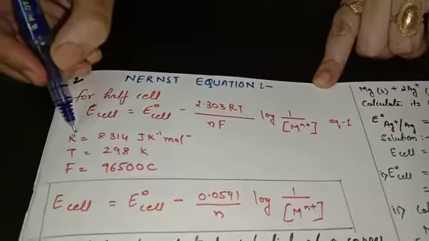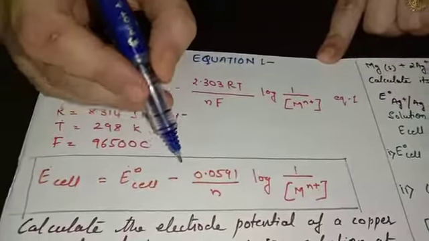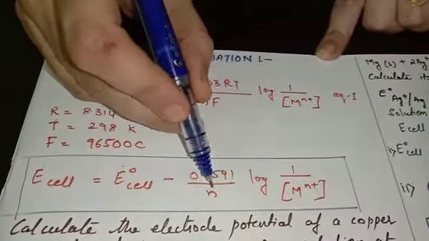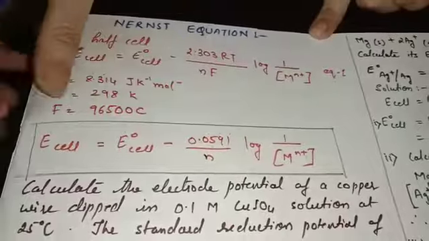So what is the value of R? R is equal to 8.314 Joule Kelvin inverse mole inverse. What is T? Temperature is equal to 298 Kelvin. What is F? F is equal to Faraday's constant, that is 96500 coulombs. Keeping the value in this equation 1, it comes to be E cell is equal to E naught cell minus 0.0591 upon N log 1 upon molar concentration of metal ions. Now what is N? N is the number of electrons which is released or gained in a particular cell reaction.